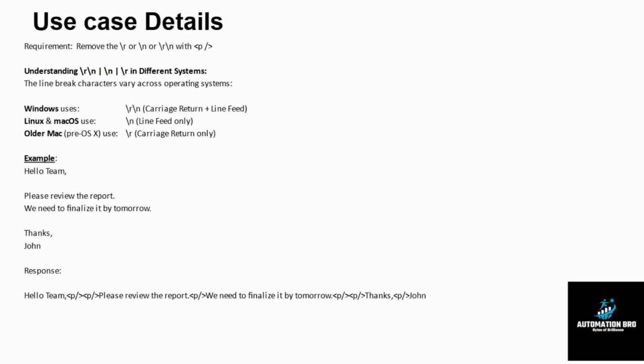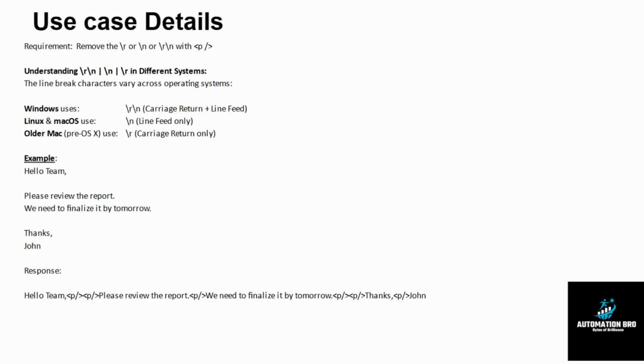In Windows, the newline is \r\n, which is a carriage return plus a line feed. In Linux or macOS, it is \n, a line feed only. In older Macs, it is \r, the carriage return. So let's understand this with an example.